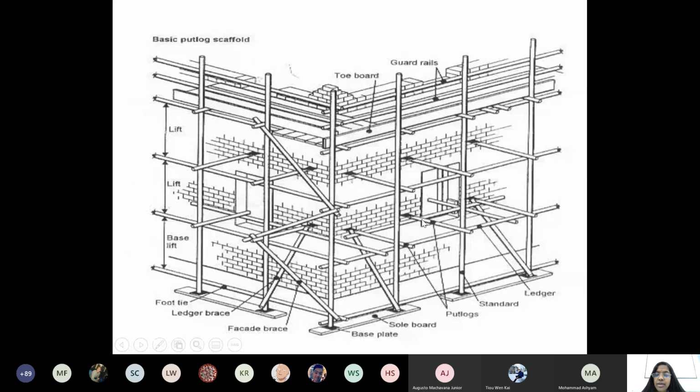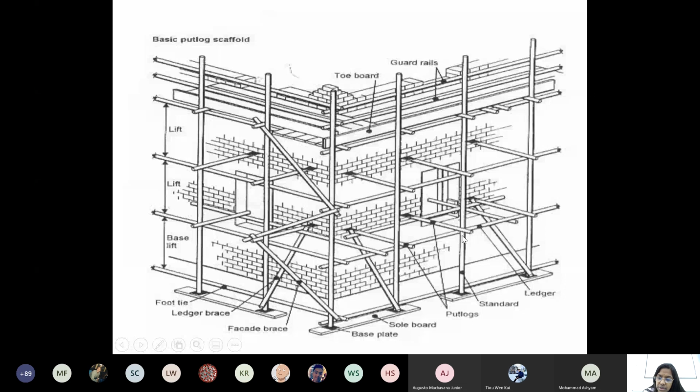One end will be in the wall, another one will be on the scaffolding. I repeat, putlog means wooden piece, like a wooden board. One portion will be inside the building, another portion will be on the scaffolding.